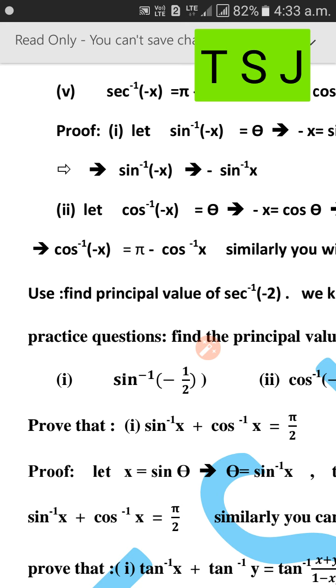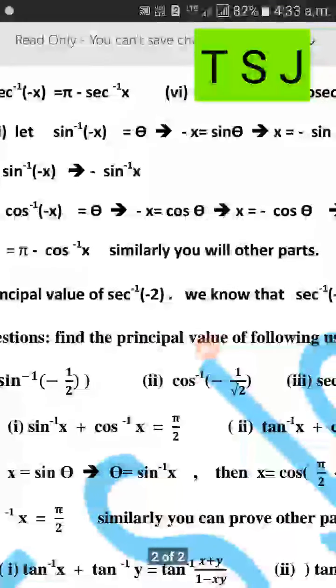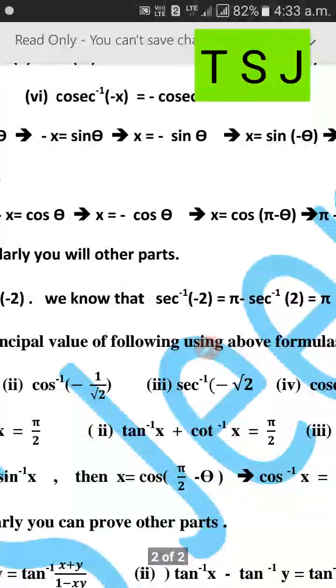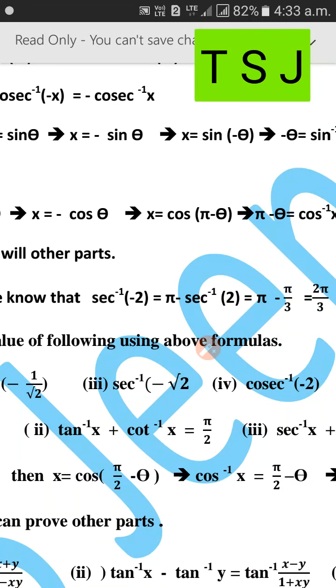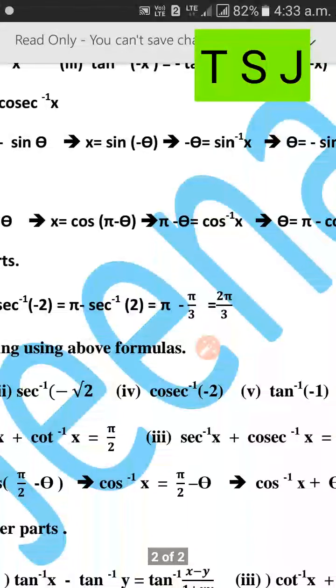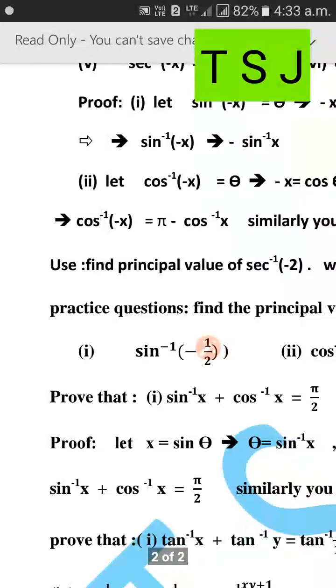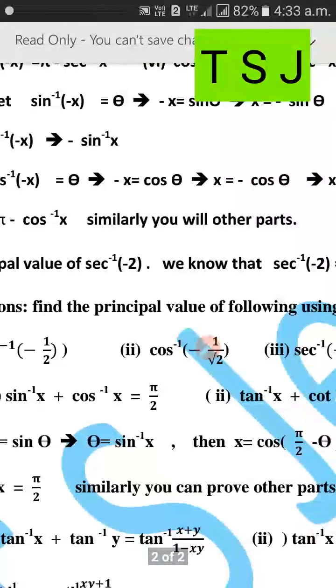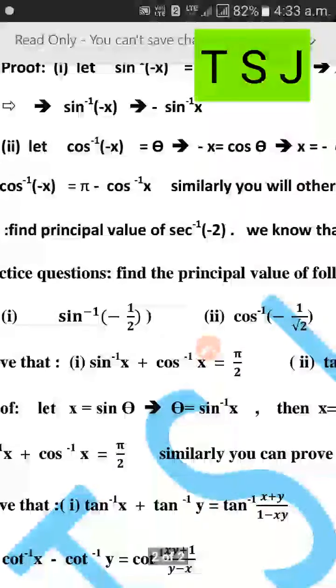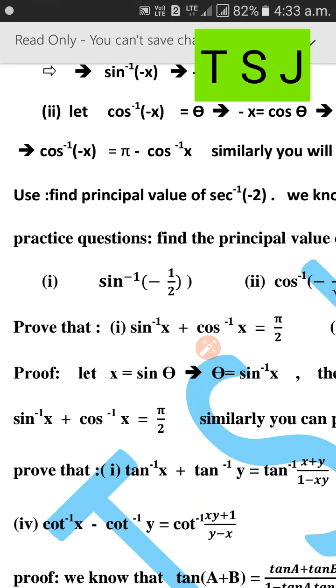In a similar manner, for the second part, cos inverse of minus x is equal to theta, so minus x is cos theta, x equals minus cos theta, and x equals cos of pi minus theta. It means pi minus theta is cos inverse x. This means theta is pi minus cos inverse x. Comparing both thetas, we have cos inverse of minus x equal to pi minus cos inverse x. Similarly, you can derive the other four parts. These parts are very important, and now we will see how to use them in questions.